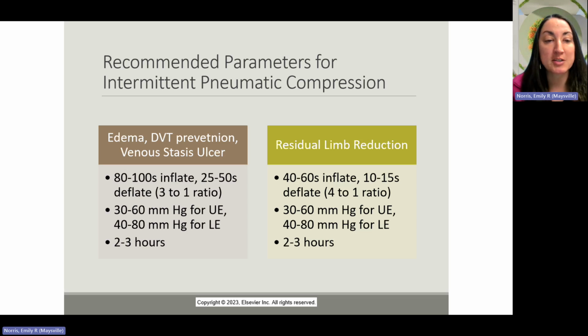Otherwise, the parameters are pretty much the same. For the arms, you want 30 to 60 millimeters of mercury for the pressure. For the legs, it's typically 40 to 80. And then both of the devices ideally would be worn for around 2 to 3 hours at a time.